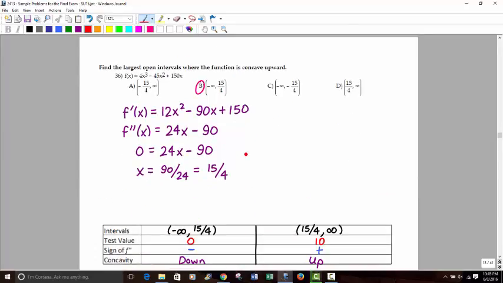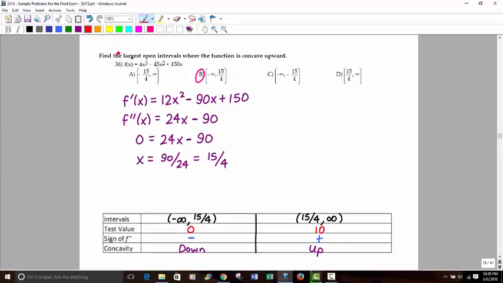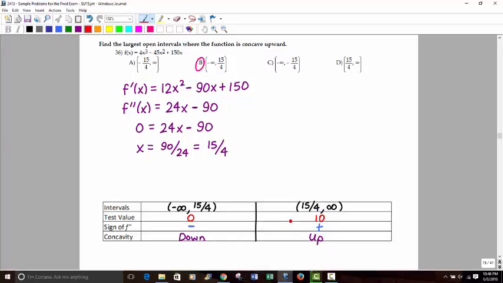Number 36, concavity, is asking for concave up. Obviously, it could have asked for both concave up and concave down, which I have answered down here in my chart. Take the second derivative of this polynomial, which is pretty easy. You get 24x minus 90. Set that equal to 0. You get 15 over 4, so that's the value that separates my two intervals. Put your two test values in. Put in 0 in the second derivative, 24x minus 90, and you get negative. Put 10 in there, you get positive. So we definitely have an inflection point there, even though it's not asking for it.